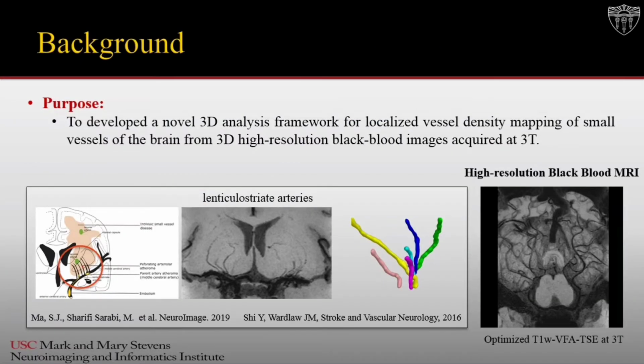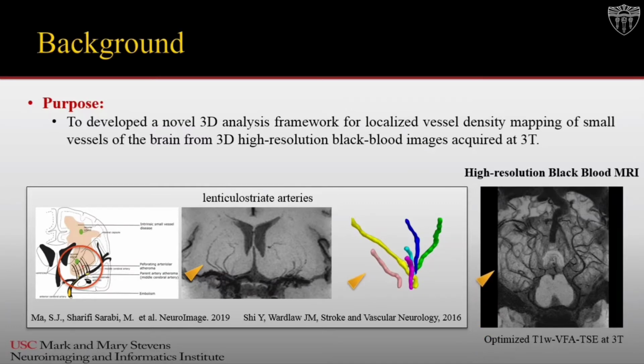In this study, we are interested in developing a framework for localized 3D vessel density mapping of small vessels of the brain from 3D high-resolution black blood MRI images acquired at 3 Tesla. Recently, high-resolution 3D black blood MRI with sub-millimeter spatial resolution has been proposed to visualize lenticulostriate arteries, or LSAs. Utilizing this optimized MRI sequence, 3D segmentation and quantification of LSAs is feasible.